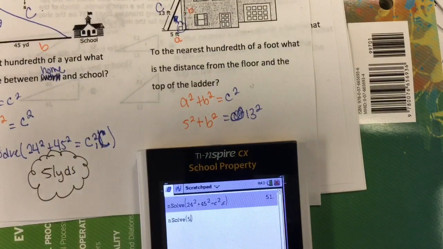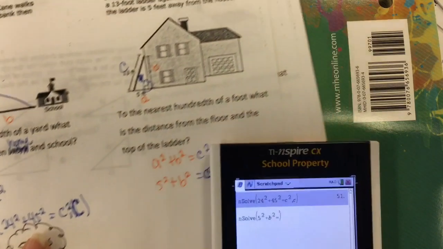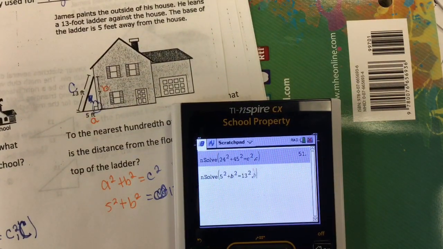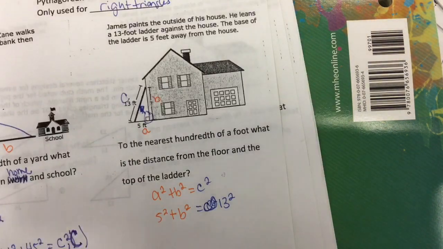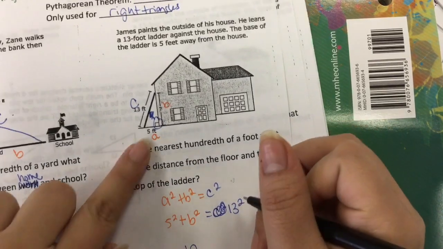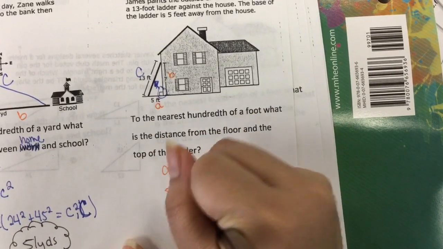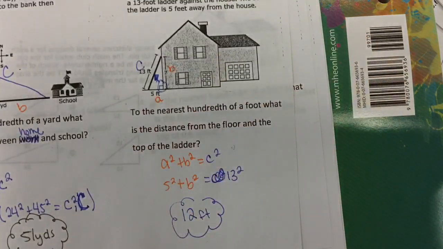We're going to type in 5 squared plus b squared, and then equals, remember equals is right here under the control button, 13 squared, comma, this time we're looking for b, so we're going to put comma b. Click enter, and we get 12. So it's 12, and then we're going to look at the units, feet. So from the top of the ladder to the floor is 12 feet.